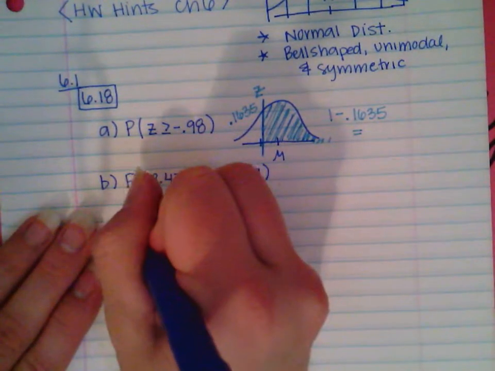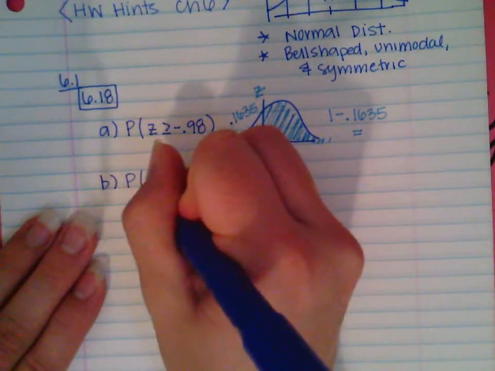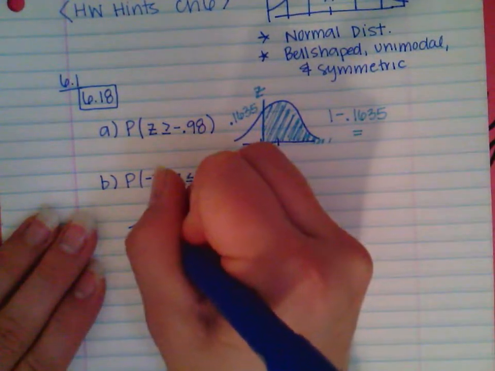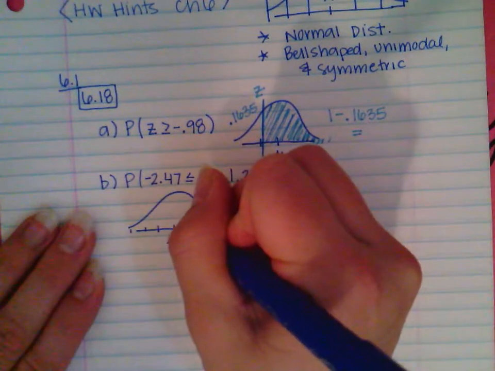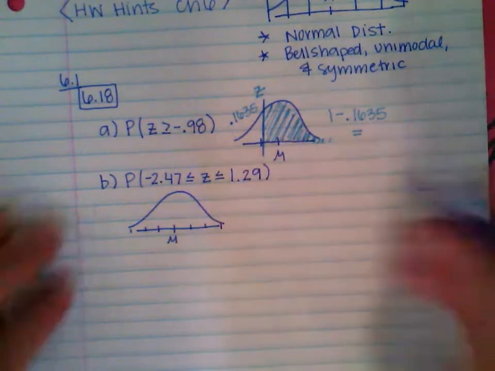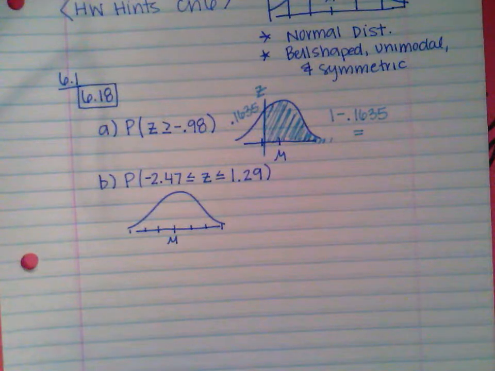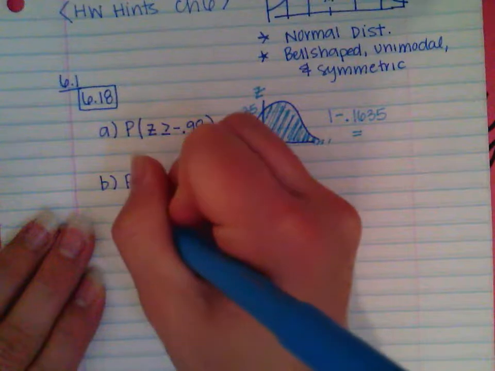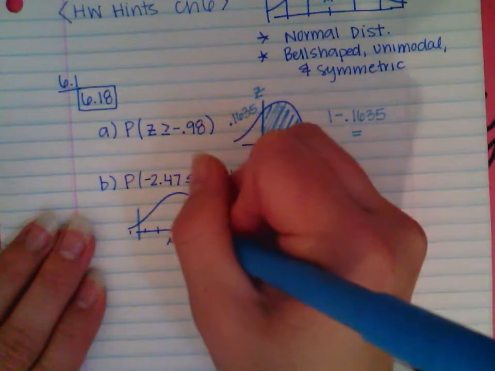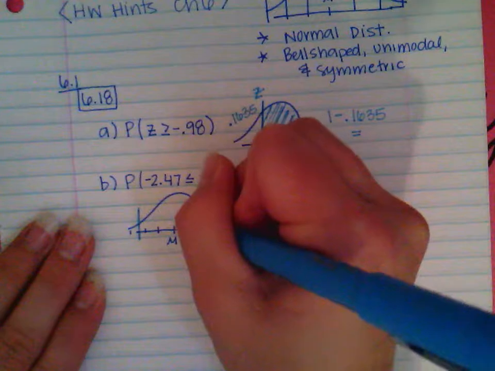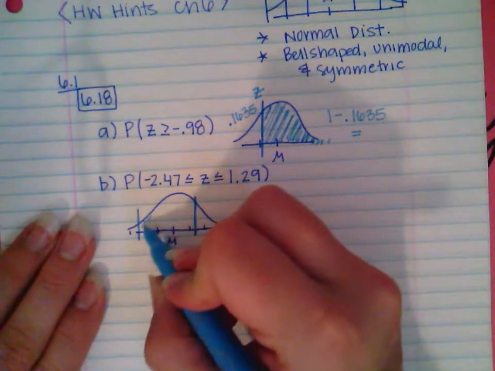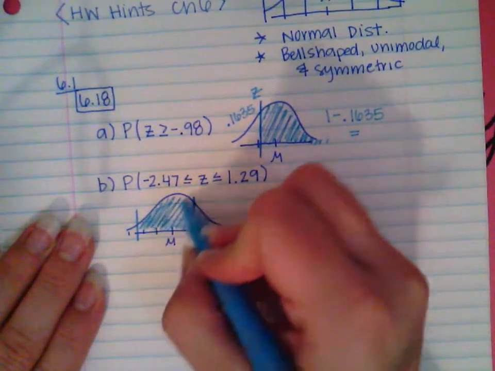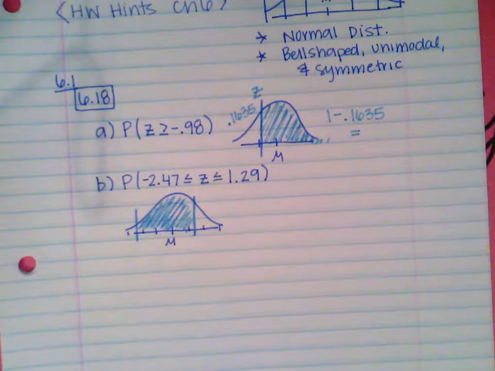So again, I'm going to draw this distribution with the mean and 1, 2, 3 standard deviations on each side. The z-score that I'm looking at below is almost 2.5 below, and then 1.29 above. So the proportion that I'm looking for is this proportion right here. And that proportion is going to give me the same thing as the probability.